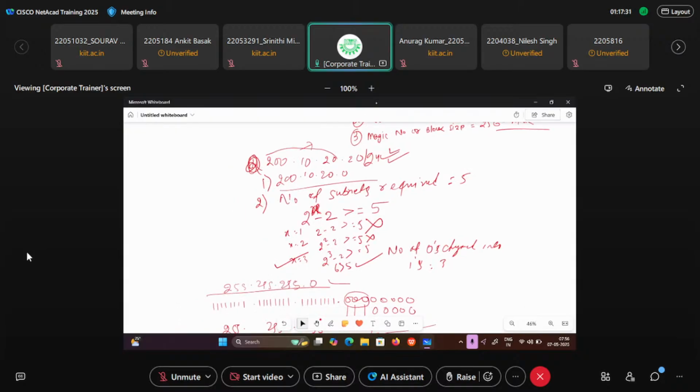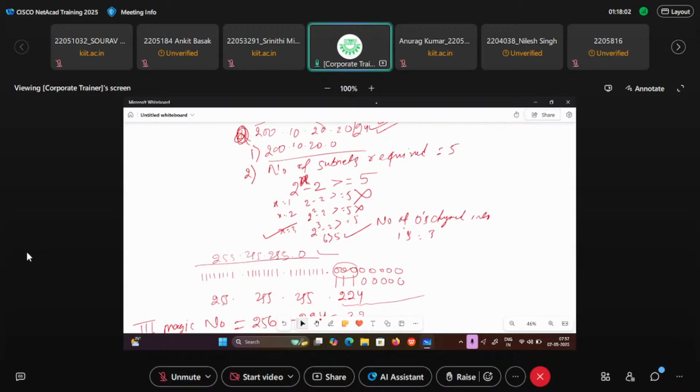We cannot reduce the wastage 100%, but at least we can reduce it by 20 or 30%. Earlier, suppose we were wasting 100 IPs, now we are only wasting 20 or 30 IPs. So definitely you will benefit. It will be to your advantage, right? So in this case, we have the network ID 200.10.20.0, and we require a total of 5 subnetted networks.